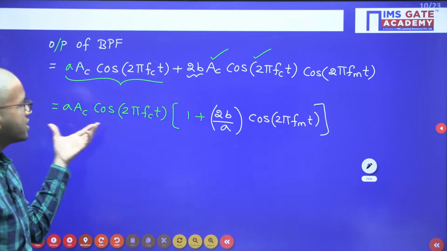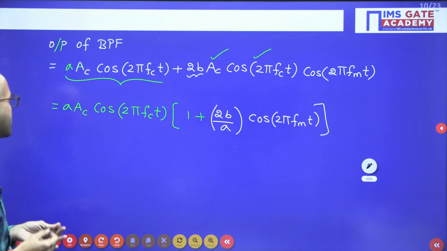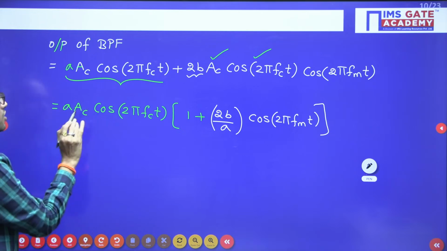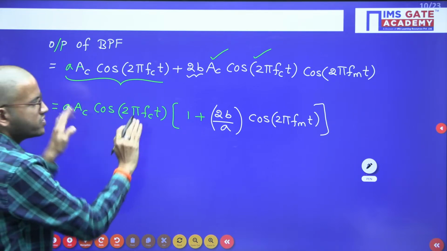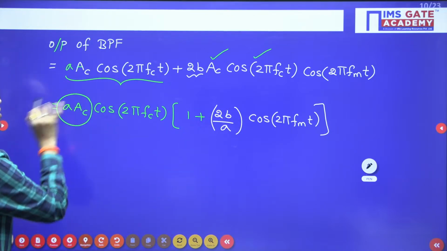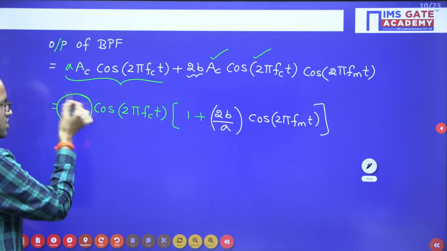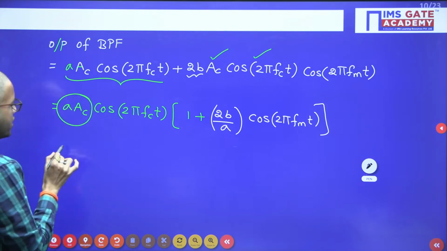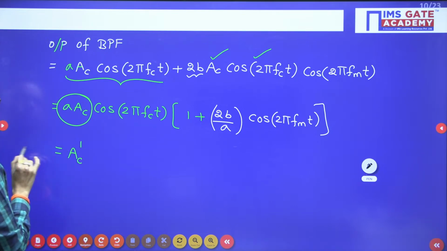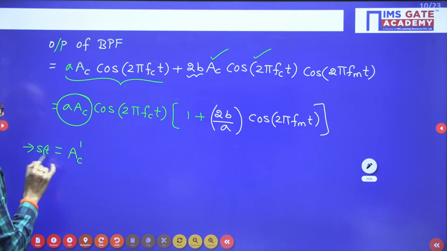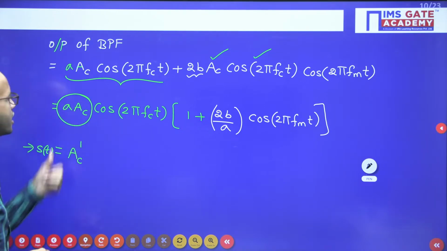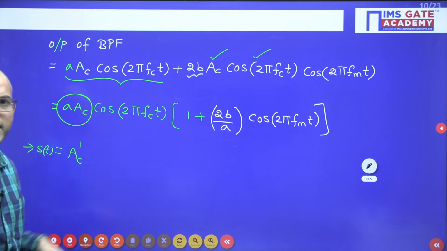Now you can compare this equation with one of our standard equations. Here you are getting small a also, but in general you will be having AC cos 2 pi FCT into 1 plus mu cos 2 pi FM into T. For the timing, you can represent this overall term, A into AC, as AC dash. In general you will be having AC, but since you are having some extra scaling factor, for the timing I have labeled it like AC dash.